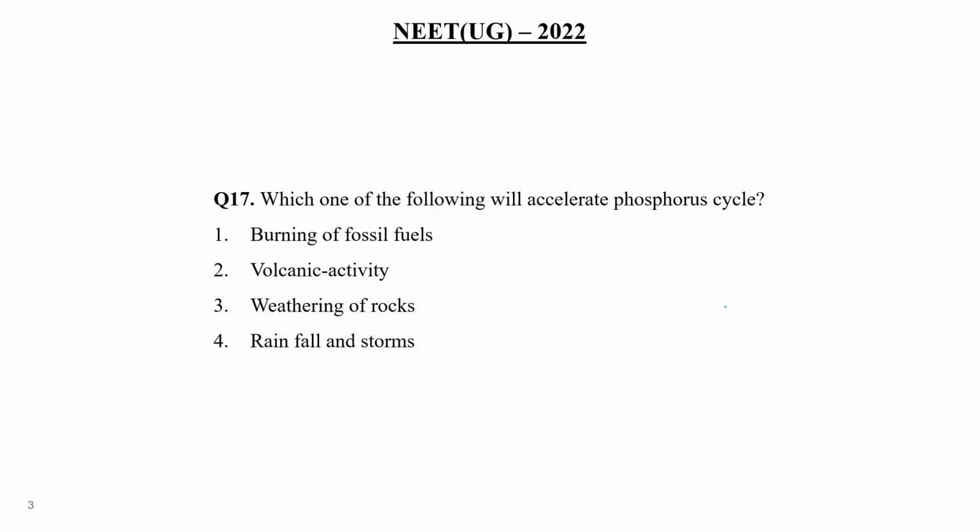Question number 17. Which one of the following will accelerate the phosphorus cycle? Burning of fossil fuel, volcanic activity, weathering of rock, rainfall and storm. First of all, just take 5 seconds and then we will discuss the answer. To solve these types of questions, you must first clarify whether phosphorus belongs to the sedimentary cycle or the gaseous cycle. If you clarify this very quickly, you can solve these types of questions.